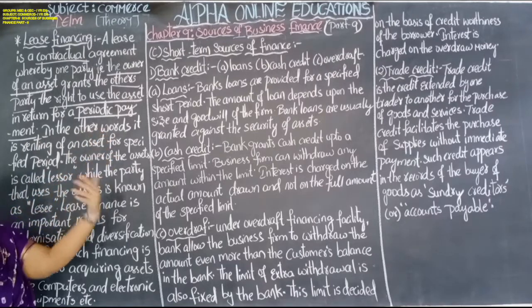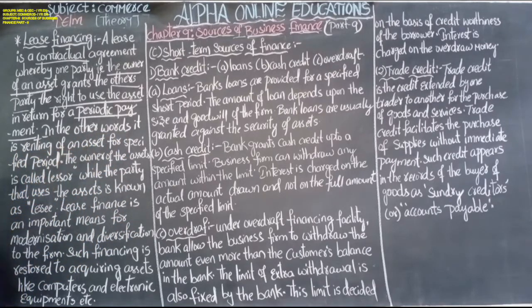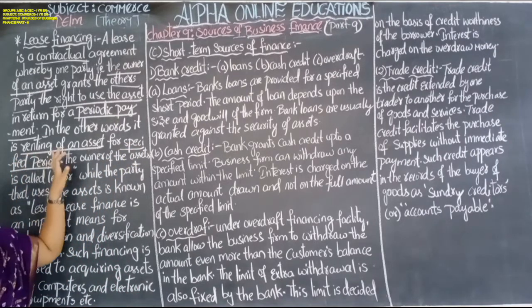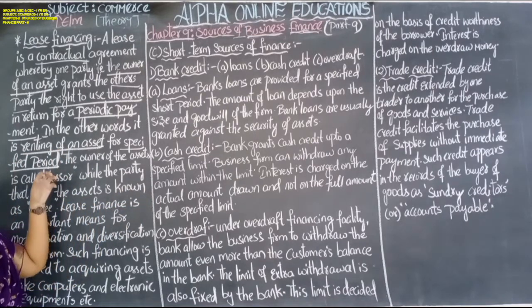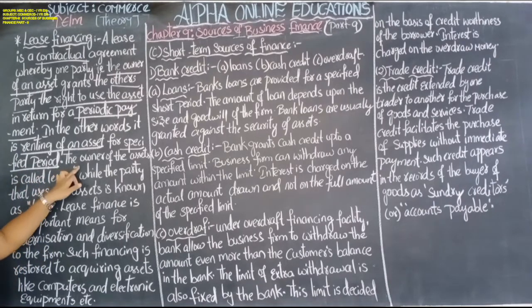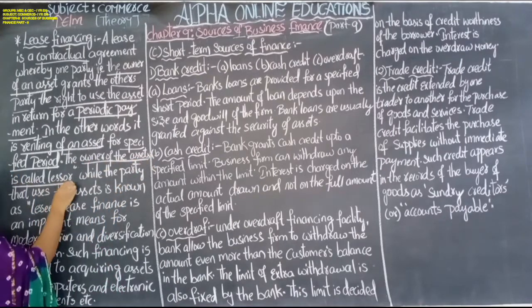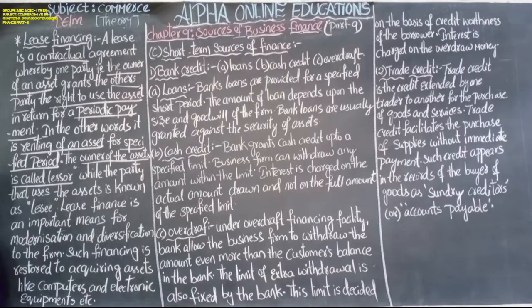In other words, it is the renting of an asset, giving an asset on a rent basis for a specified period of time. The owner of the asset is called the lessor, and the other party who uses the asset is known as the lessee. Lessor means the owner of the asset. Lessee means the party who uses the asset.